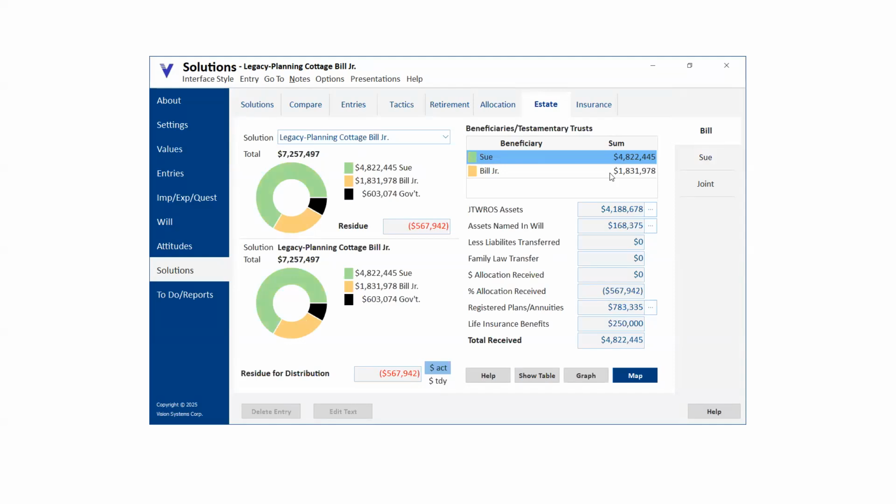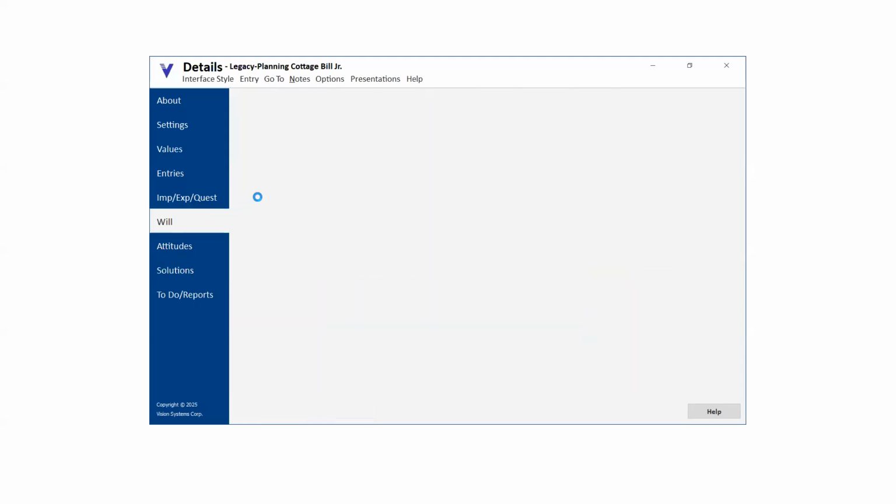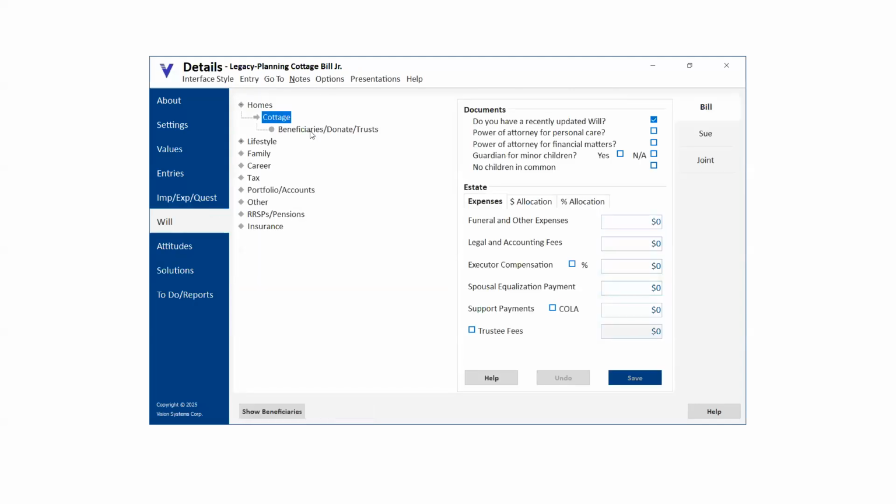So remember that when I illustrate the importance of wills and the importance of being able to name a beneficiary, I talk about a second marriage, a blended family. Bill Jr. is Bill's son from a previous marriage. Sue's going to get everything. And then Bill looks at it and says, well, I have to leave something to Bill Jr. So Bill Jr. becomes the beneficiary then of his cottage.